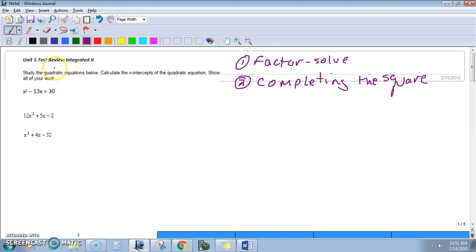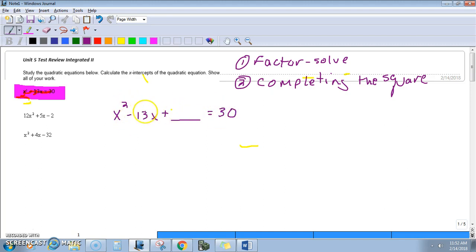Okay, and the first one, I'm going to complete the square because it looks like it's all ready to set up for it. Okay, x squared minus 13x equals 30. So the way we complete the square is we rewrite it, x squared minus 13x plus, you leave a space there, equals 30.